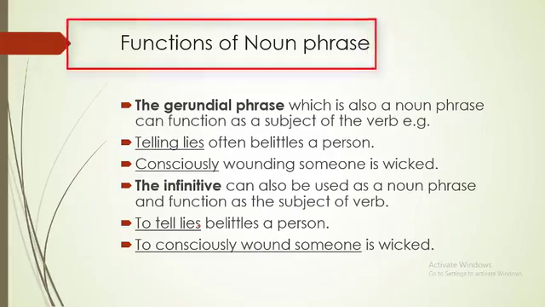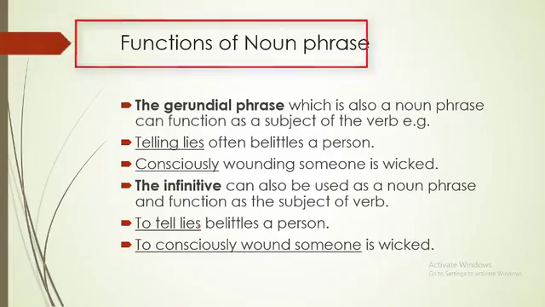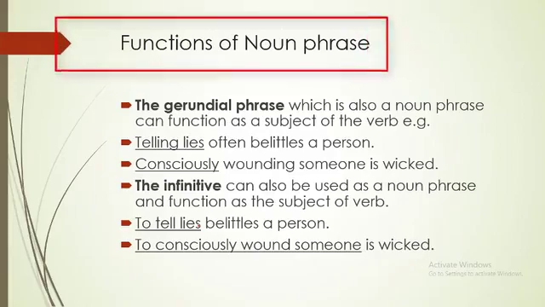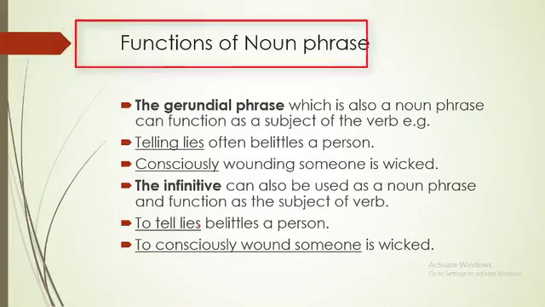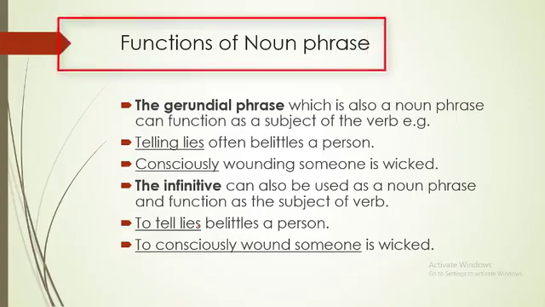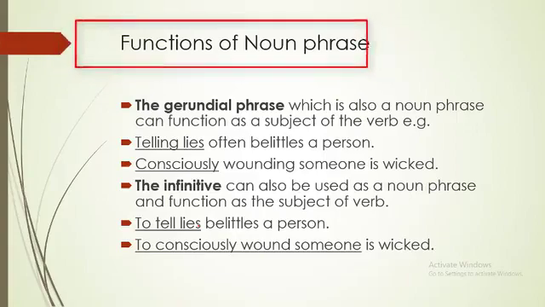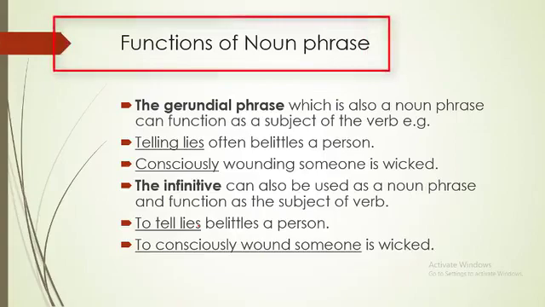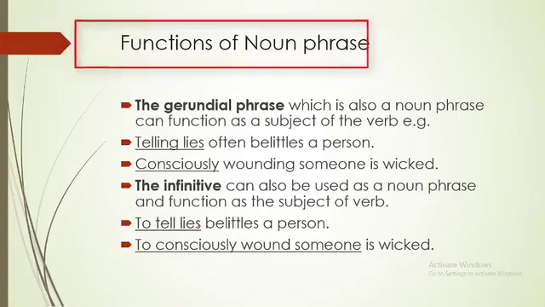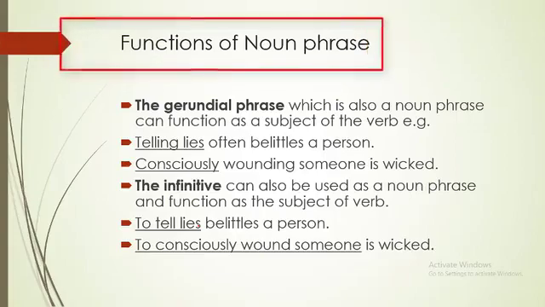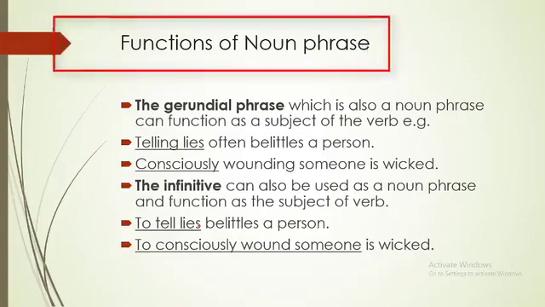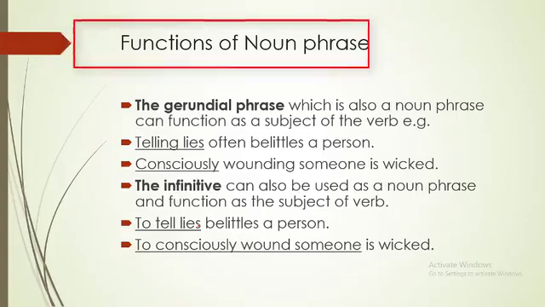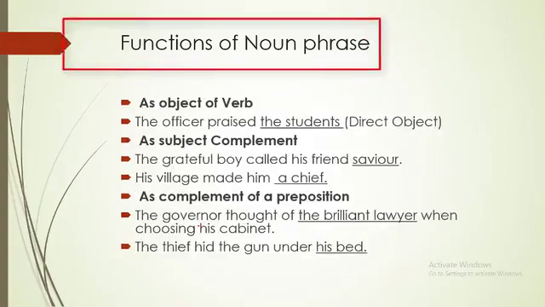Then we could have also the gerundial phrase, that is, ing verbs behaving like nouns. Telling lies often belittles a person. Consciously wounding someone is wicked. So they are occupying the position of the subject. Then we could have the infinitive case. To tell lies belittles a person. To consciously wound someone is wicked.